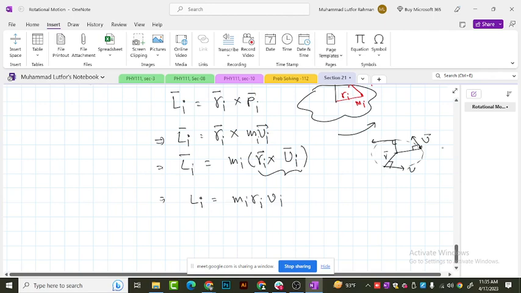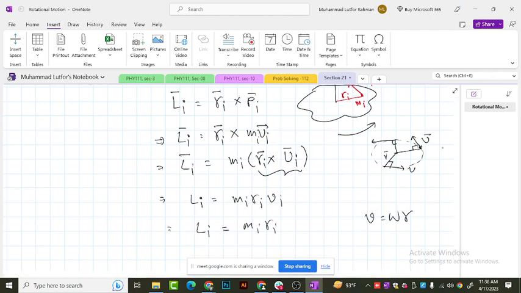Alright, let's do one more case. I can also replace this v by omega r. We can make a relation between the linear speed and the angular speed.